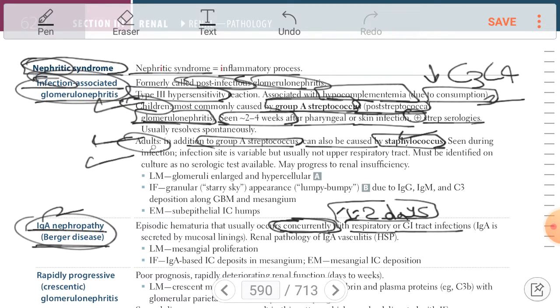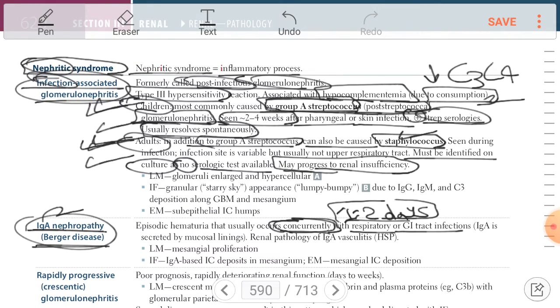So positive serology in children, but in adults there is no serologic test available, so you will identify it on culture. On culture there are no serologic markers, but in children with group A beta streptococcus, the serology is positive. In children it usually resolves spontaneously, but in adults it may progress to renal insufficiency. Then here it's group A beta streptococcus 2 to 4 weeks after infection.